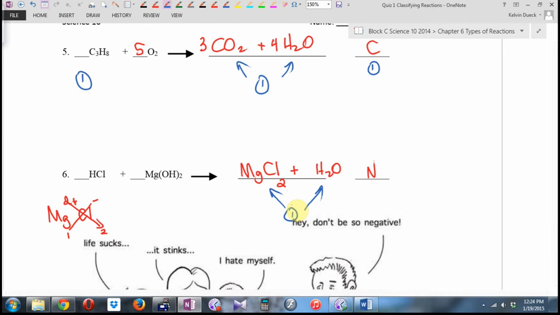Now I balance. How many magnesiums? 1, 1. How many chlorines? 2, 2. How many hydrogens? 2, 3, 4. 2, 3, 4. How many oxygens? 2. Woohoo! 2. There's the balancing. A 2 there and a 2 there.